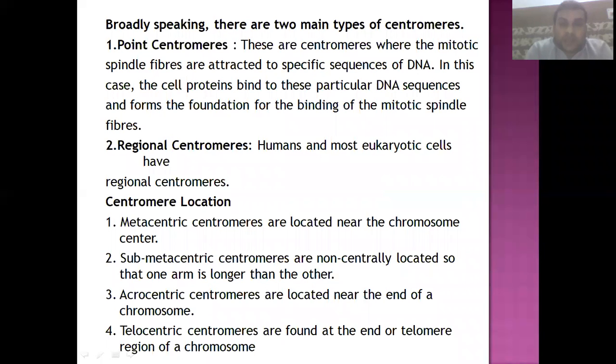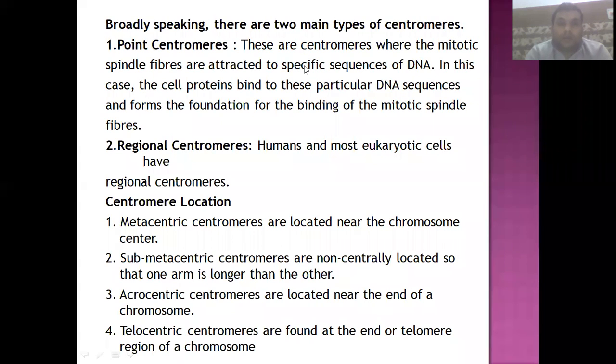Now, broadly speaking, there are two main types of centromere. One is called the point centromere, the other the regional centromere. Point centromere means it has only a few base pairs of nucleotides, nitrogenous bases, that constitute your centromere. Whereas a regional centromere means a long sequence consisting of a number of regions. We will study later in this lecture about the yeast centromere, which has three main elements. We will discuss this later on.